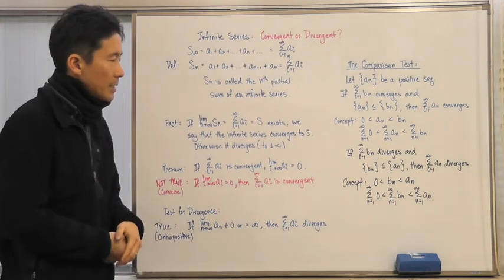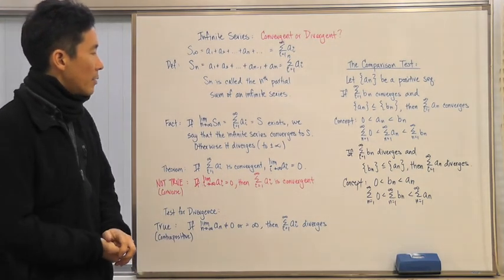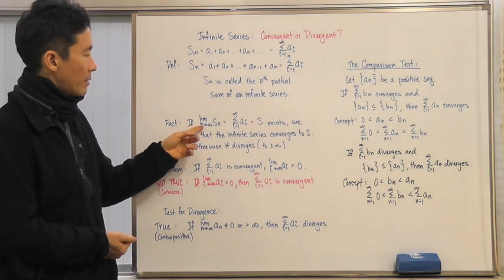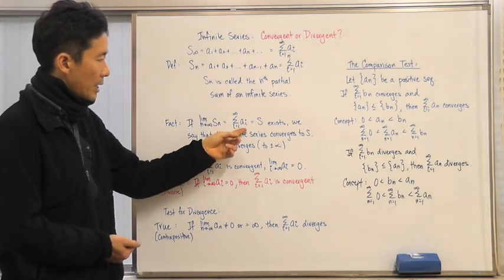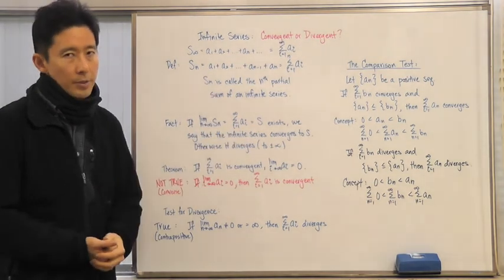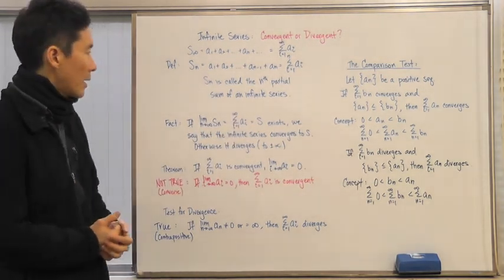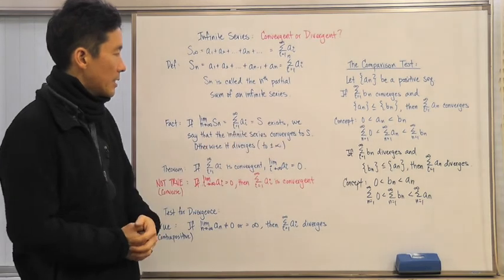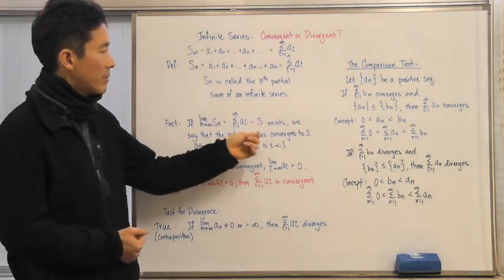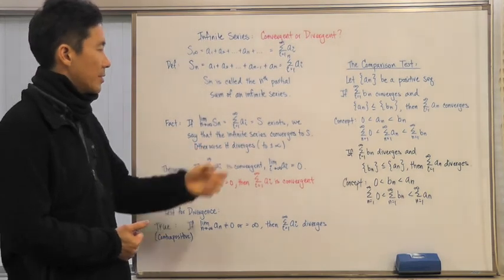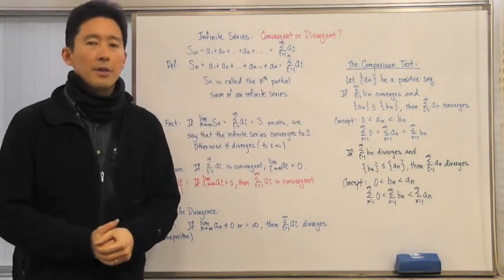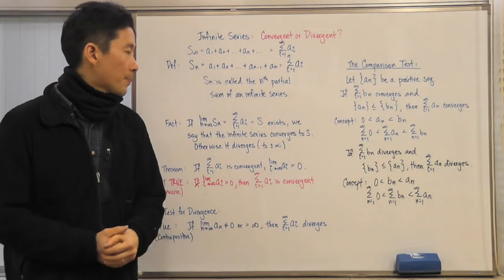Let's take a look at a couple of facts here. If we take the limit as n approaches infinity of s sub n, and it is equal to s, which is any number, and this number exists, we say that the infinite series converges to that number s. Otherwise, it is going to diverge, either to positive or negative infinity.